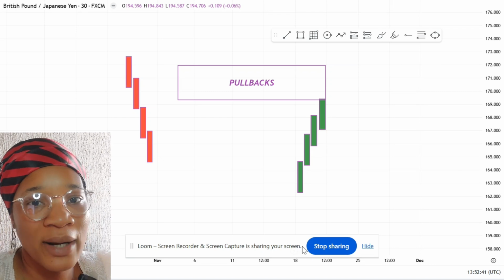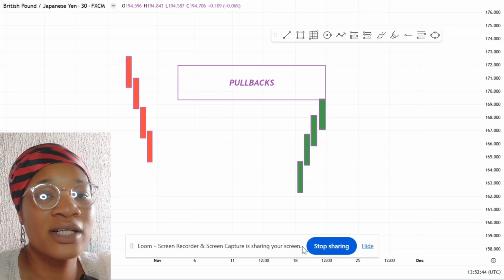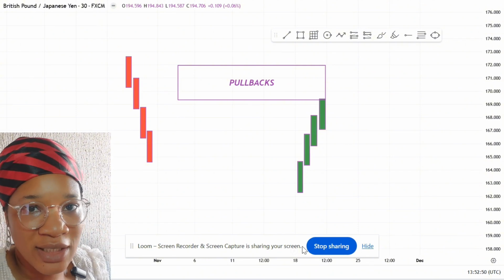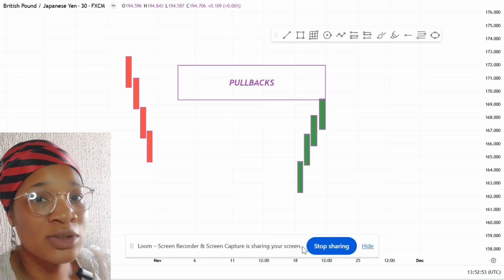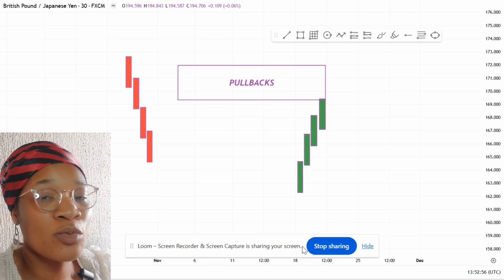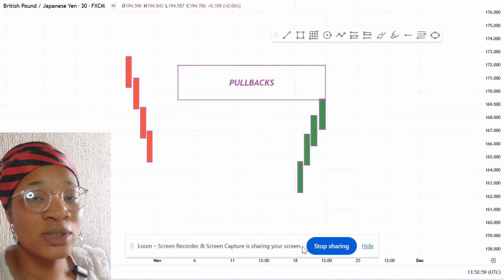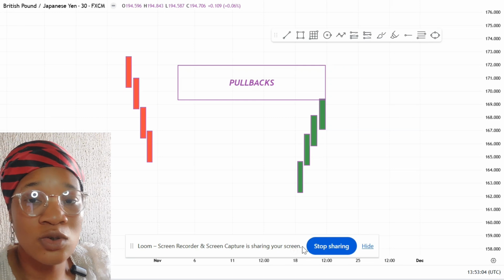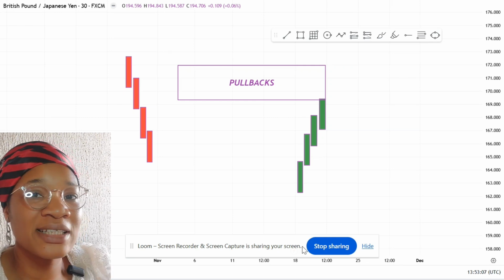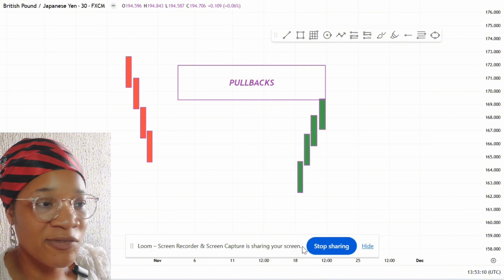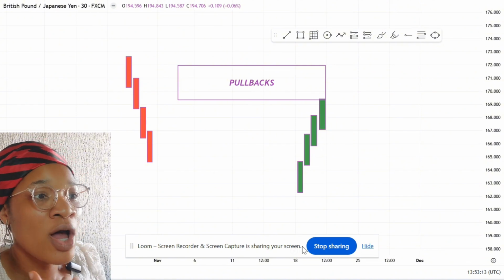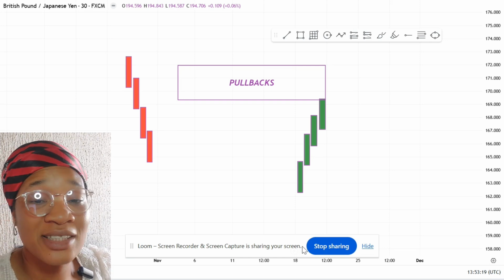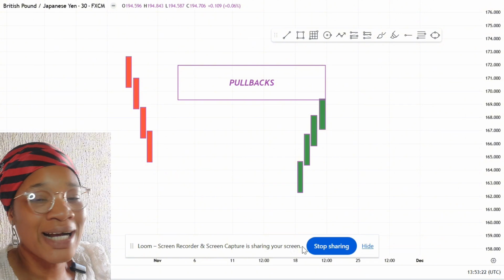If you do not know, a pullback is simply a temporary correction after an impulsive move and before a continuation of an existing trend. Price would not just continue to go up all the way without any balance or retracement. Same also, a trend is not just going to continue dropping or selling. It is going to occasionally give buyers or sellers an opportunity to rest. So we want to join in on the continuation of that trend when price is done with its corrective movement. That is basically the pullback.